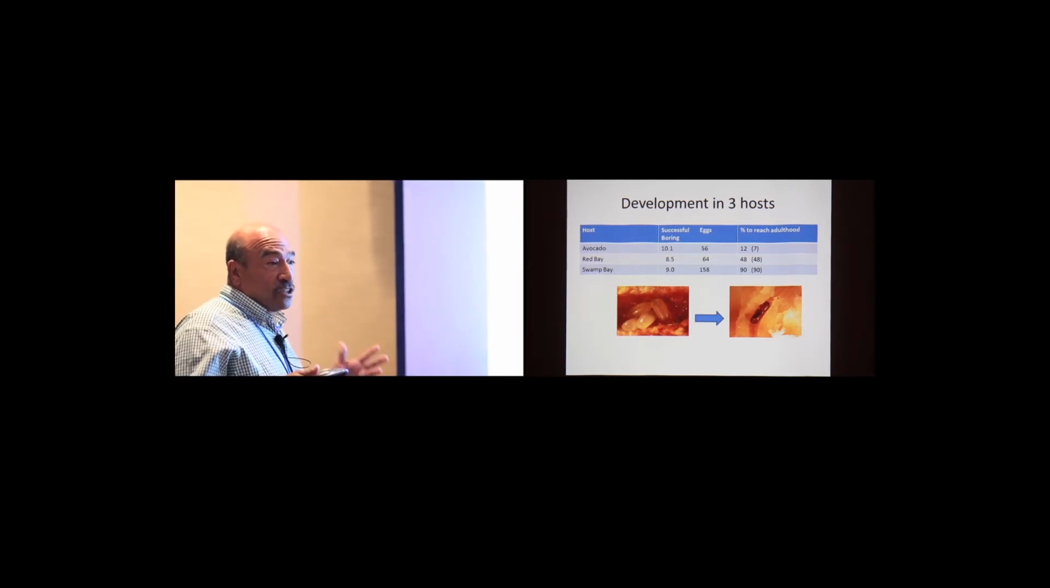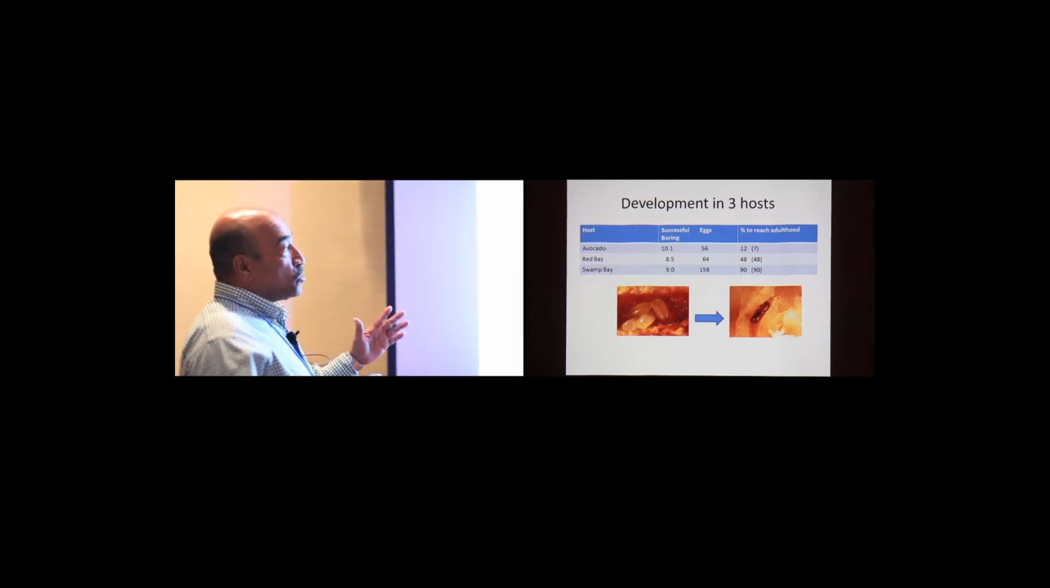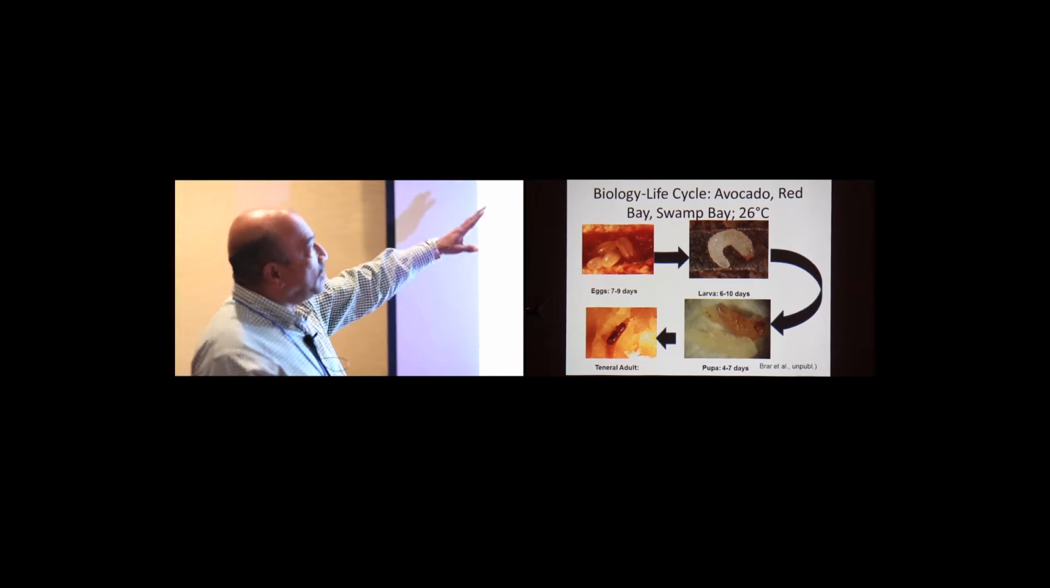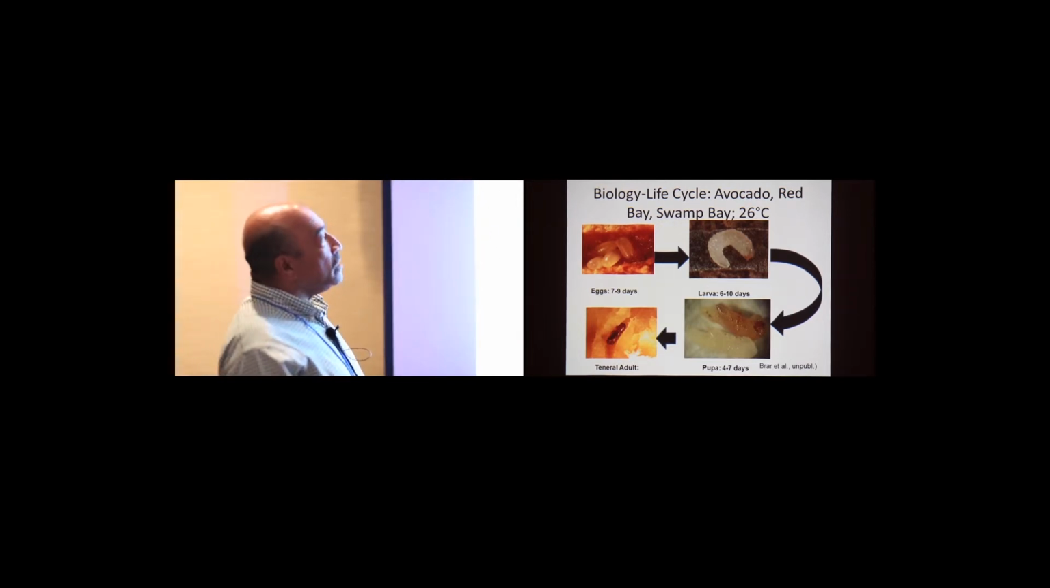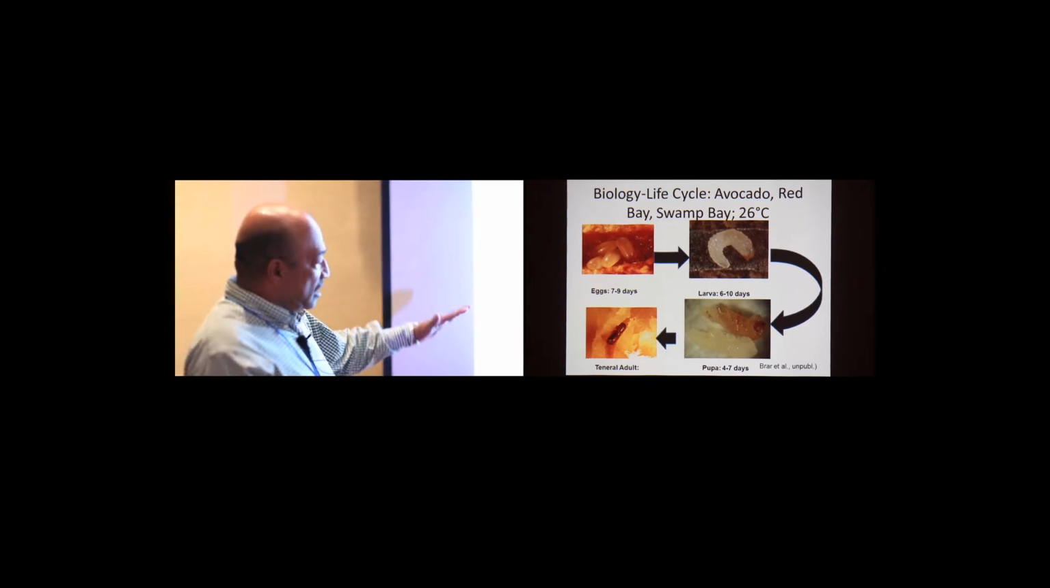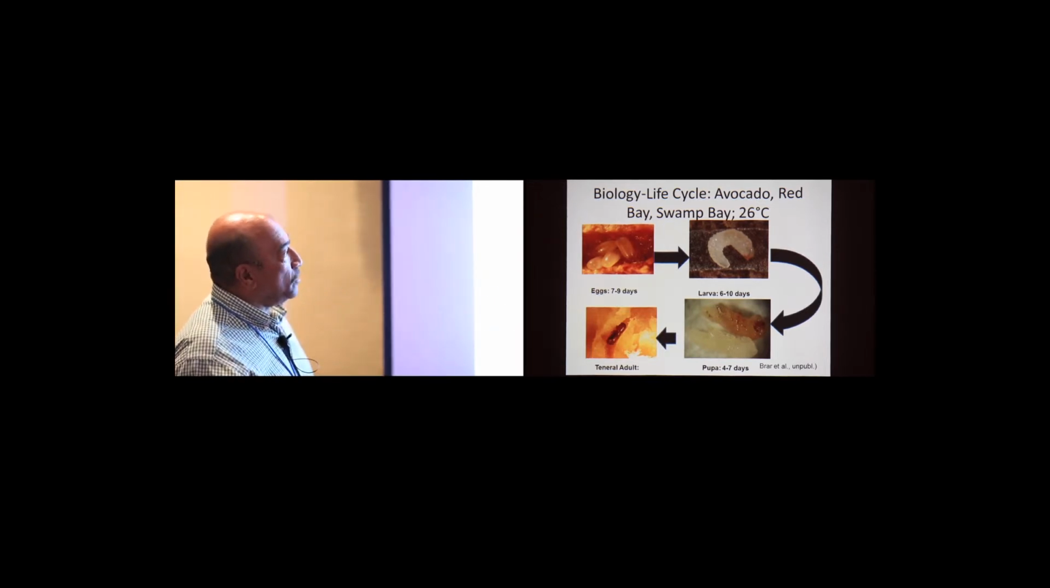There's a difference in all of those cultivars that we don't know what's causing that, but I would like to talk more about that. But in general, the eggs hatch from 7 to 9 days when the temperature is around 96 degrees centigrade, the larva between 6 to 10 days, and then the pupa between 4 to 7 days, and then you obtain the teneral adult. And these are the different characteristics.